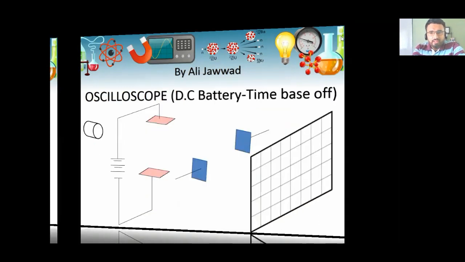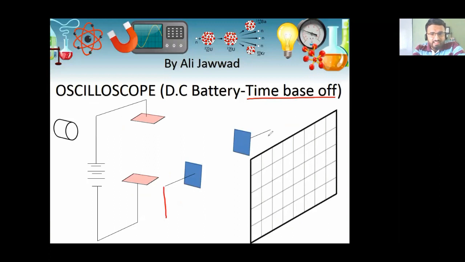We will discuss the first case, when the time base is off. Time base off means no device is connected on the horizontal plates. The blue plates are the horizontal plates. No device is connected, while a DC battery is connected on the vertical plates, which are represented with the pink plates. Let's say this DC device has a voltage of 4 volts. However, before observing the graph, we will not know that. So how is this graph going to make us understand how much the voltage of this battery is?